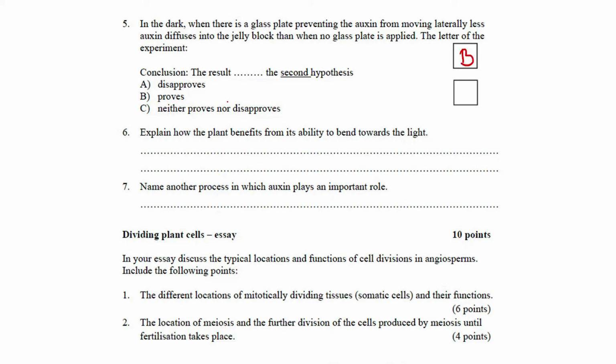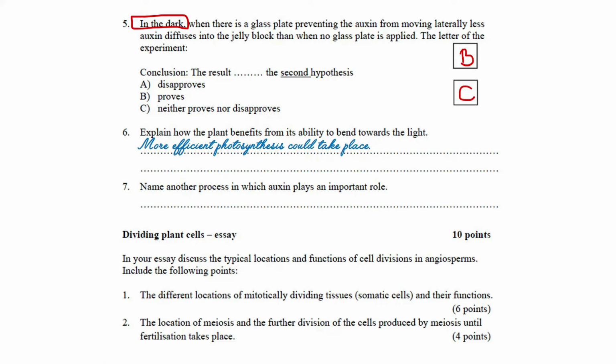All right, and conclusion, the result, ABC, second hypothesis, which was again, auxin moves down the shaded side in response to light. This experimental setup was in darkness, so actually C will be the correct answer in here. Exercise 6, explain how the plant benefits from its ability to bend towards the light. Very easy question. We know that plants can get more light, therefore more efficient photosynthesis could take place.